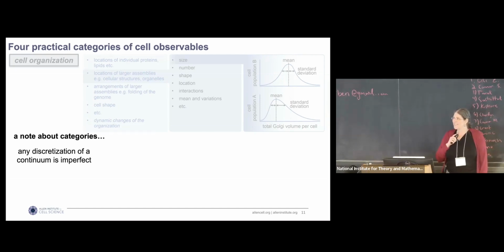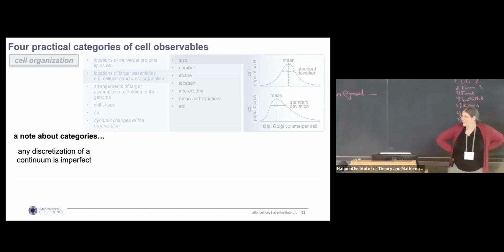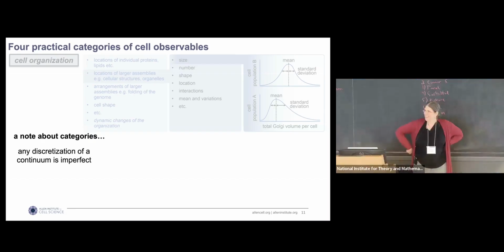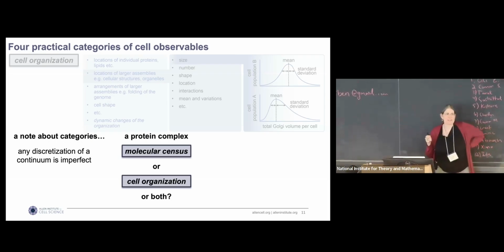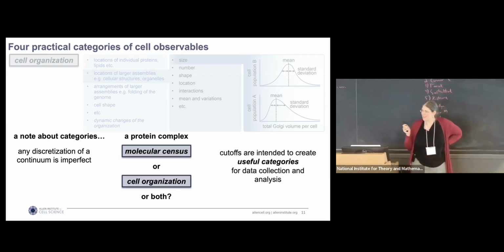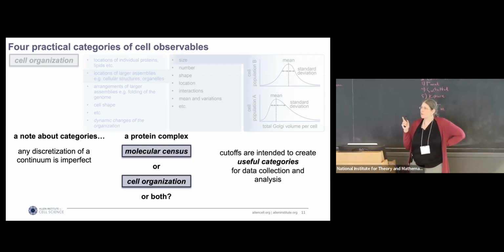Yes. But I guess when you go back and forth between cell organization and your census, right? Wait 2 seconds. Okay, a note about categories. Any discretization of a continuum is imperfect, and if you are spending your time trying to decide whether something belongs to molecular census or to cell organization or both, don't worry about it. This is intended for us to be able to have conversation. It is also linked a lot to the types of data modalities that we use, which tend to be distinct. It is just a formalism. Is that what you were getting at?